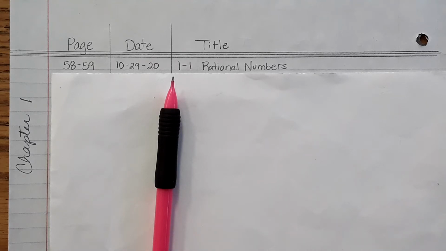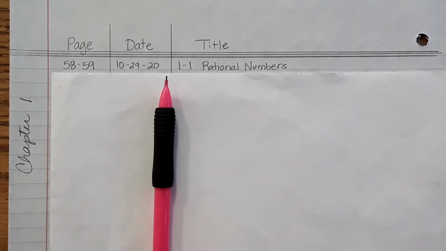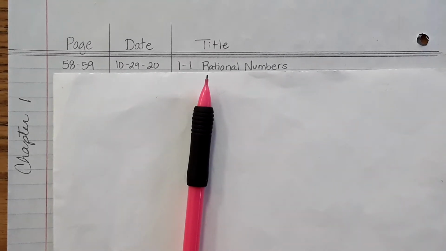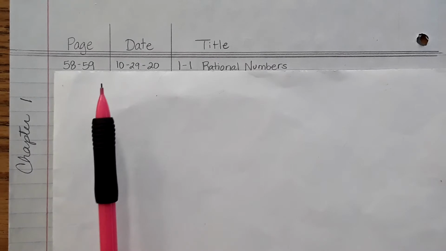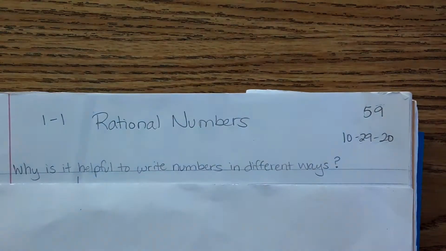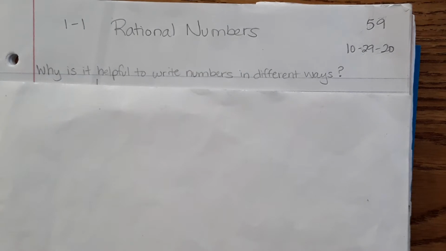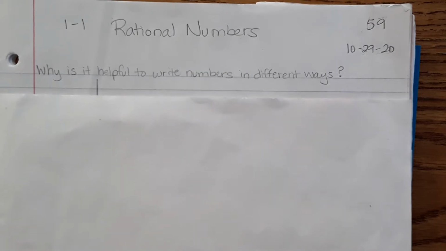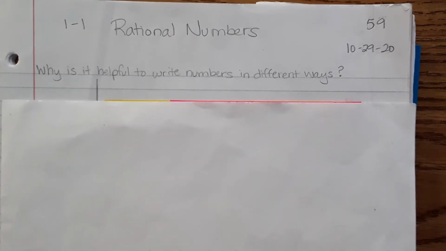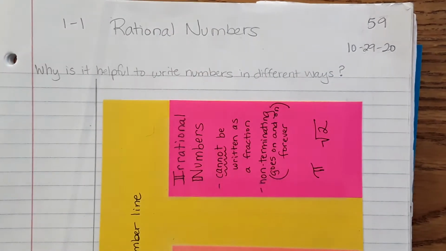Today we're going to begin Chapter 1 with Chapter 1, Lesson 1, Rational Numbers. Let's go to page 59 in our notebook. And our new essential question is, why is it helpful to write numbers in different ways? So for these notes, I have foldable notes that look like this.